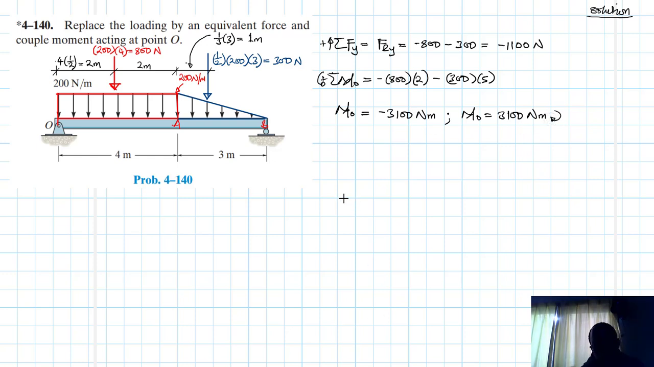You can just draw this and replace our resultant force and the moment. So we are going to have the resultant force there like so, and this value is FRY, which is equal to 1100 newtons. And then we have the moment. This is clockwise, so we have this moment, and this moment is MO equal to 3100 newton meters. I'll not indicate the support, I'll just leave it like this. I just wanted to show the resultant force and the couple moment at point O.